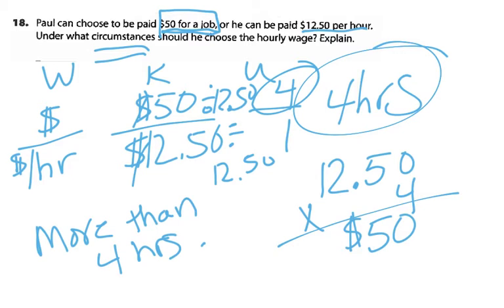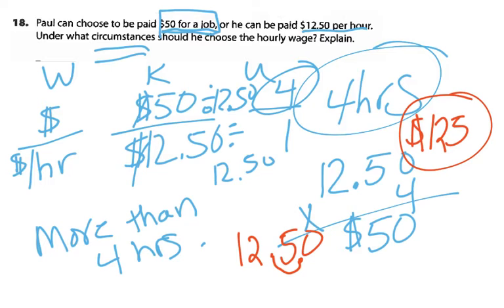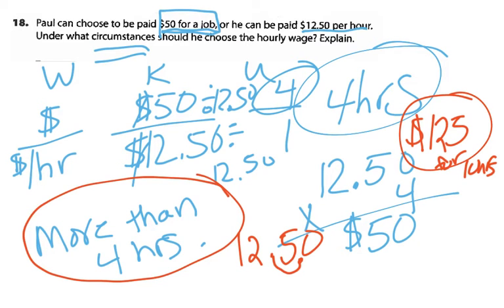Because if he would work, say 10 hours, you wouldn't want to just take $50 for that, right? Because $12.50 times 10, you know how to do that. You actually learned that in 5th grade. All you do is move your decimal point one place to the right, and it's going to be $125. Wouldn't you much rather earn $125 for 10 hours than $50, right? So it really benefits Paul to choose the hourly rate if he is going to work more than 4 hours, okay? So I hope that makes sense for you.